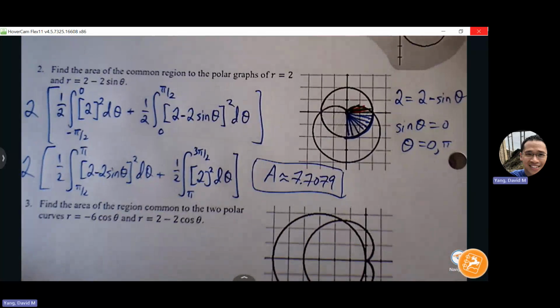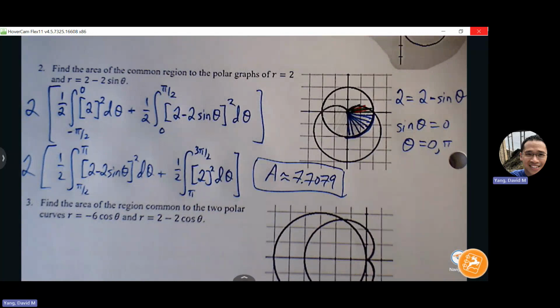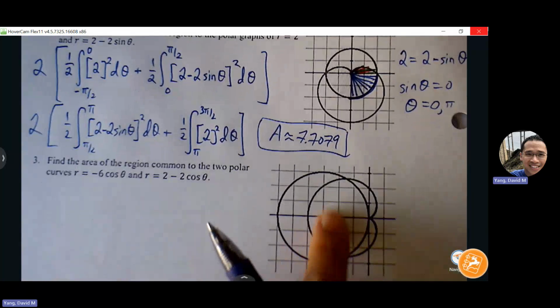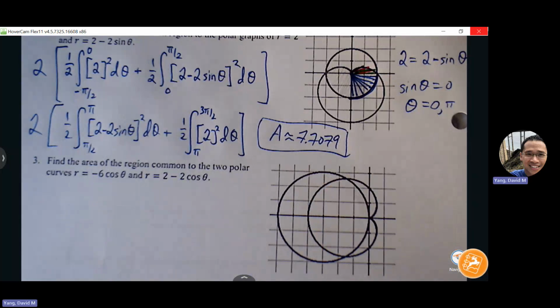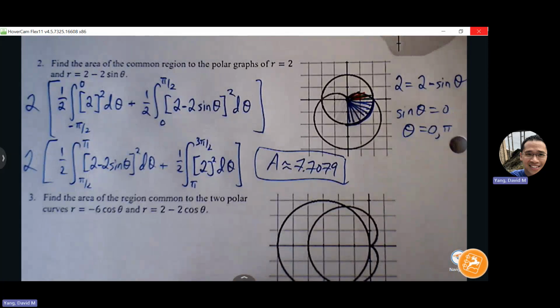Yeah. If something lands on the axis and it's obvious, I don't set them equal to each other. But like for number 3, I definitely want to do some more work, right? I don't know just by looking at something, if it's not on the axis, what that intersection could be. Okay, good. Any other questions with 2?